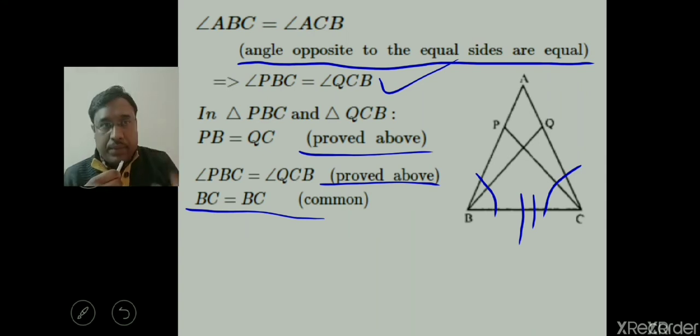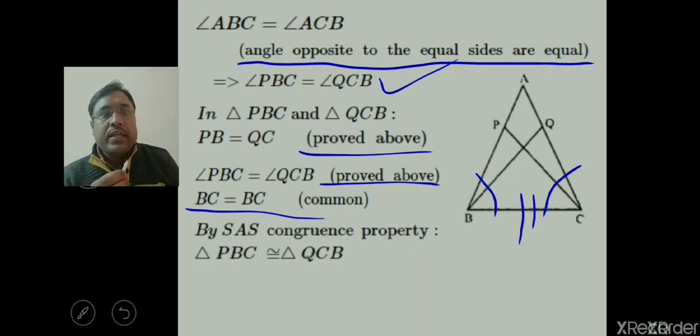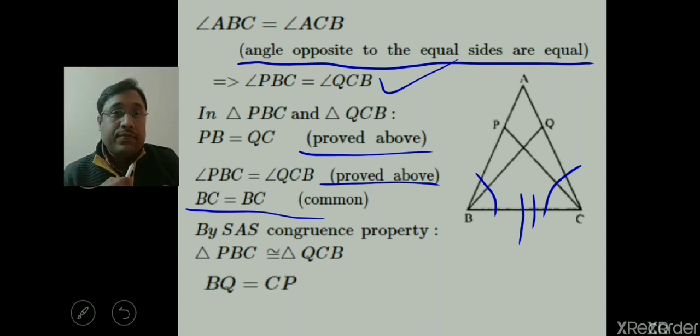Therefore, you have seen that it is side angle side congruency. The angle lies in the middle of the two equal sides in both triangles. Then you can say that by the side angle side congruence property, triangle PBC is congruent to triangle QCB. If they are congruent, you can say that corresponding parts of congruent triangles are equal.